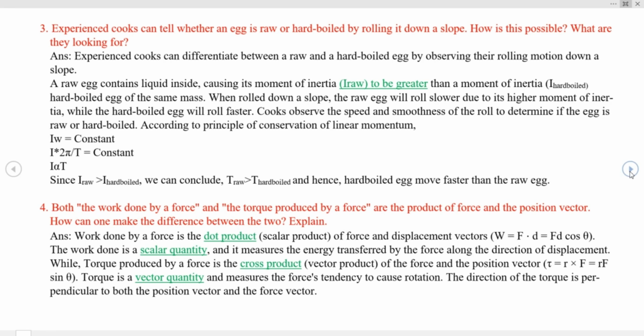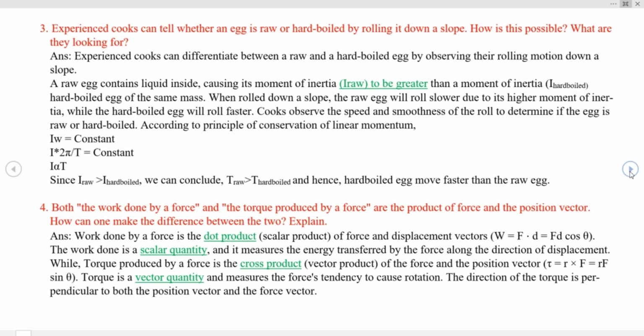Because a raw egg contains liquid inside, its moment of inertia is greater than the moment of inertia of a hard-boiled egg of the same mass. And when rolled down a slope, the raw egg will roll slower due to its higher moment of inertia, while the hard-boiled egg will roll faster. Cooks observe the speed and smoothness of the roll to determine if the egg is raw or hard-boiled.